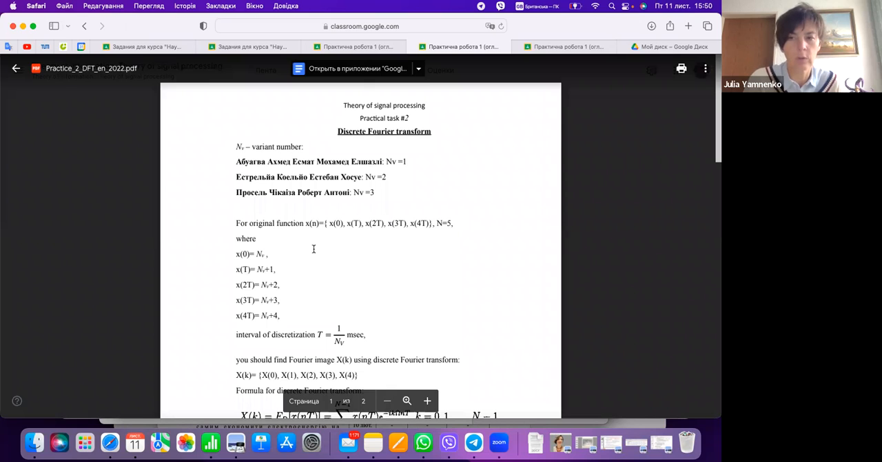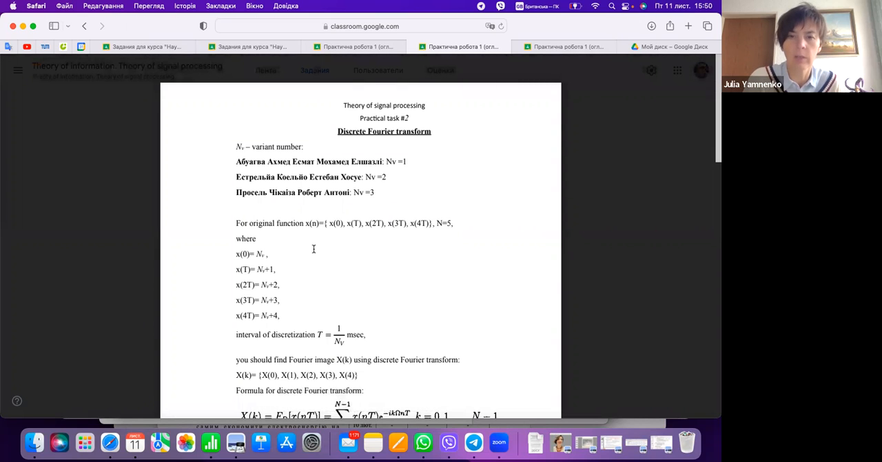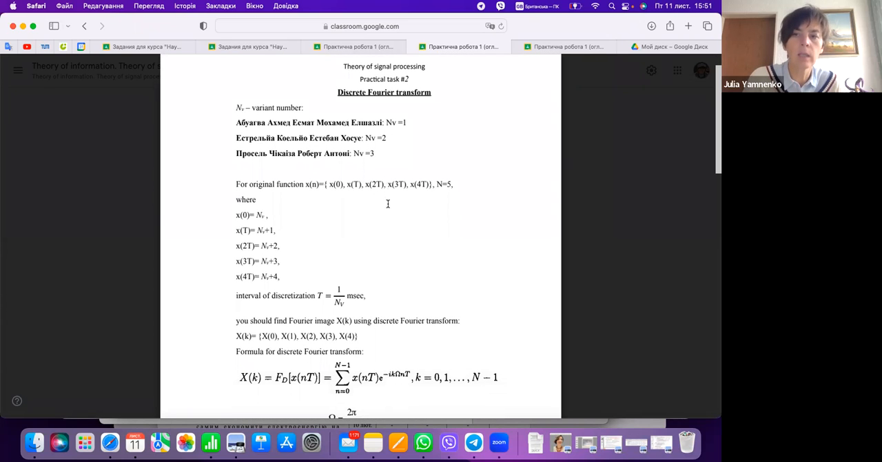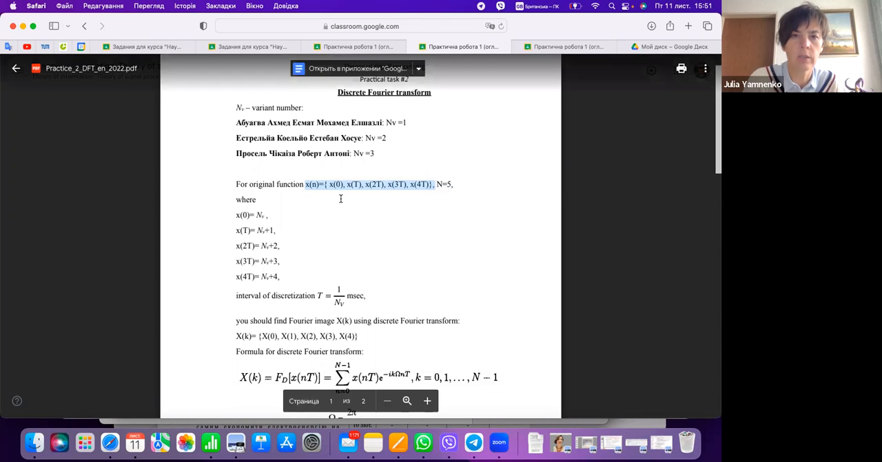Again, at first you should know your variant number, and these numbers are the same as in practical work number 1. So for Ahmed, NV, the number of variant, is equal to 1, for Esteban 2, for Robert 3. Okay, and then what is the task? You can see the original function. Now I'm selecting it. Can you see my selection, right?